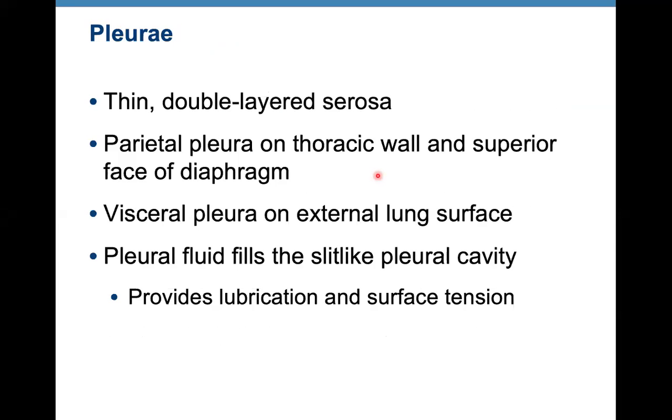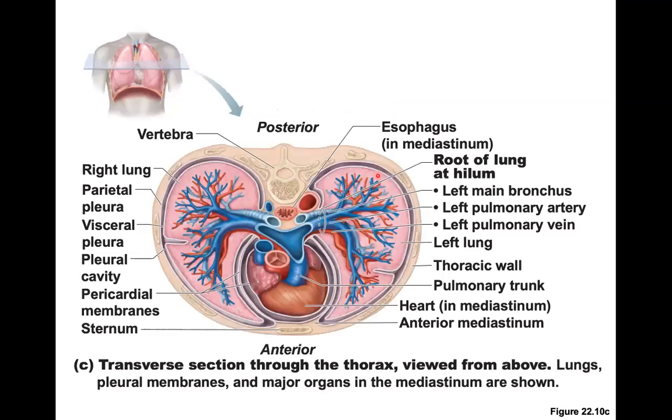The pleura, this is a thin double-layered serosa. Parietal pleura on the thoracic wall and superior face of the diaphragm. The visceral pleura is on the external lung surface, and you have fluid between the two. This provides for a friction-free surface so that the lungs can expand out and contract.